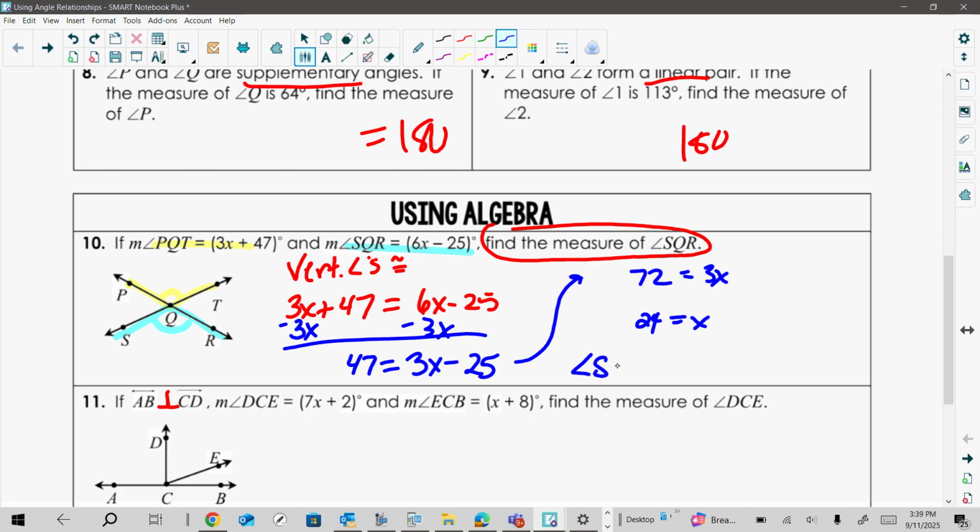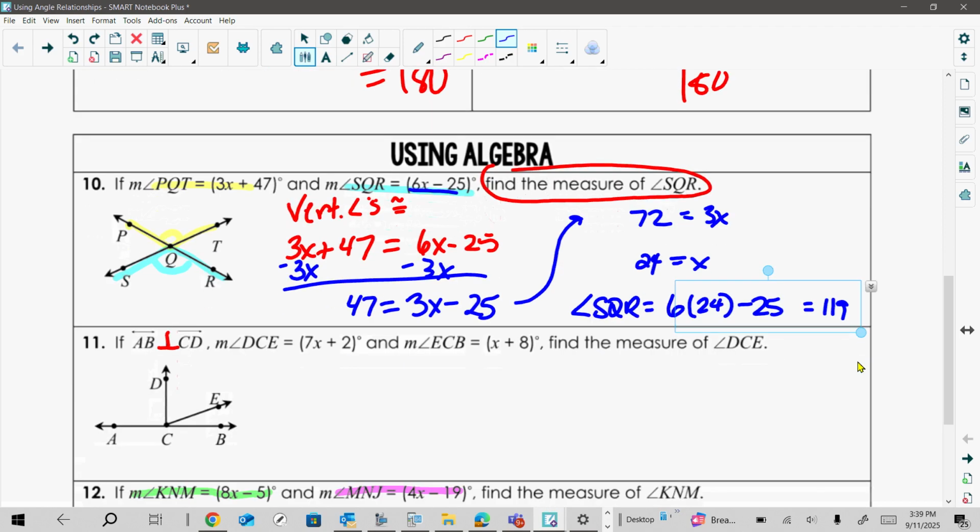Okay, so x is 24, but you now have to plug it back in to SQR. Angle SQR was this expression, 6x minus 25. So that means 6 times 24 minus 25. This comes out to be 119. Okay. So this is kind of what you're having to do on this section.